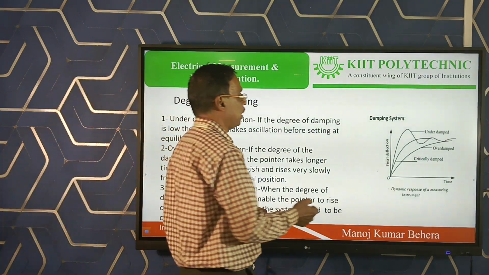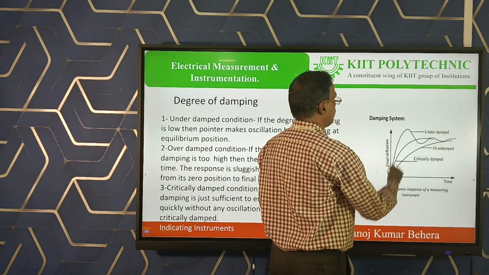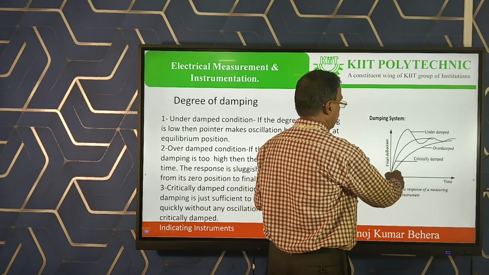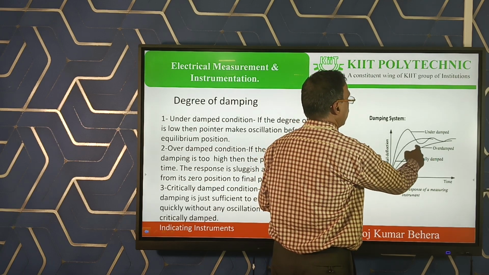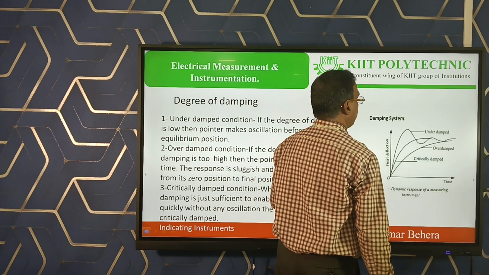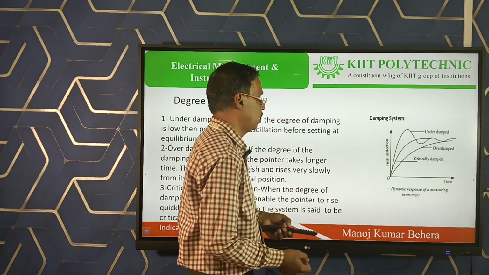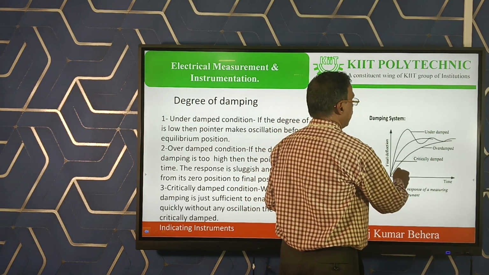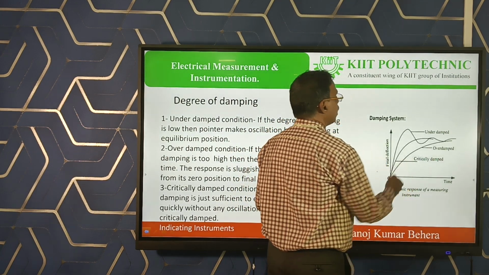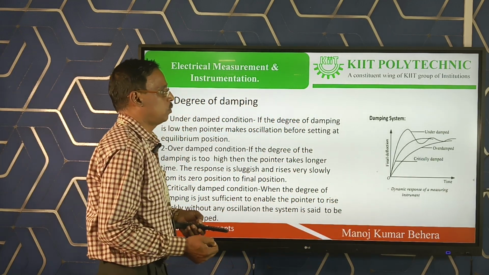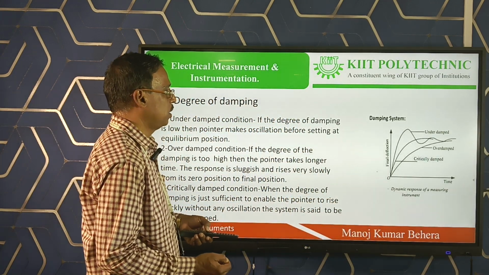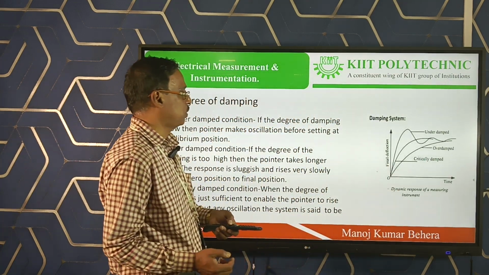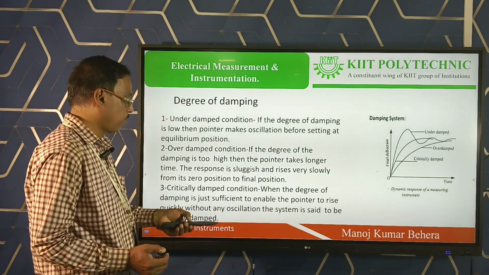See the figure here, the graph between time and final deflection. In the critically damped situation, the pointer comes to the final position slowly and in proper time. If it is over damped, it takes more time, and the instrument becomes very slow and sluggish. If the damping force is less than required, that is called an under damped system. An under damped situation is strictly avoided in any instrument.